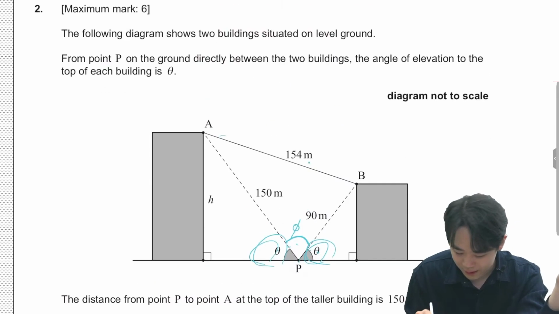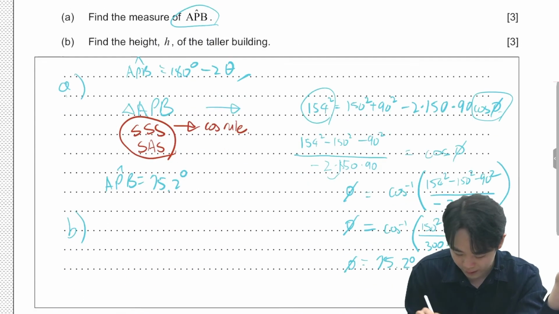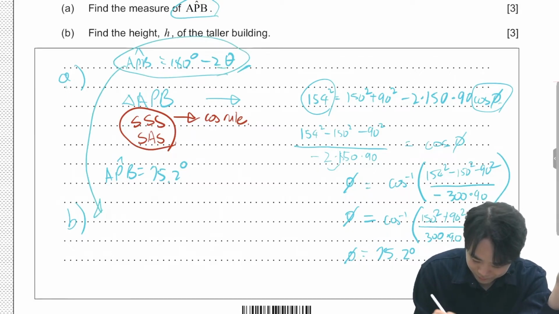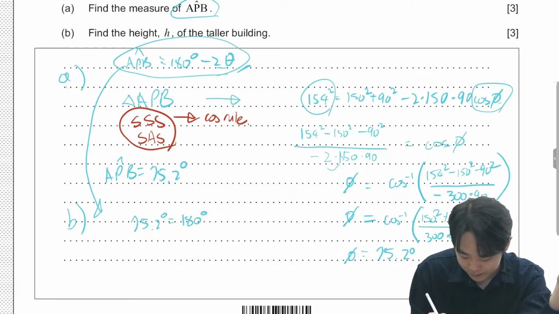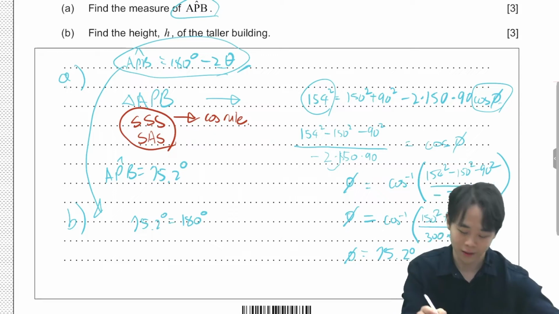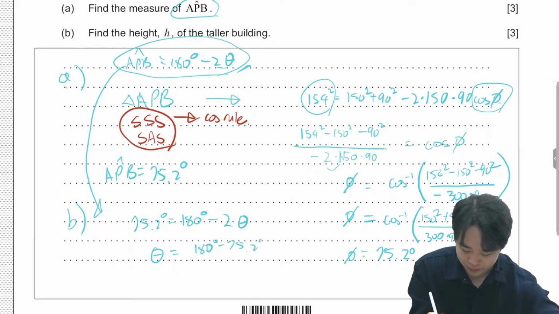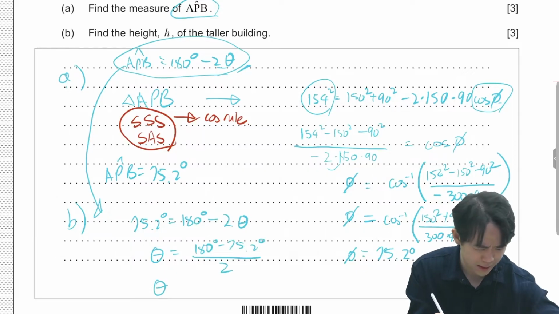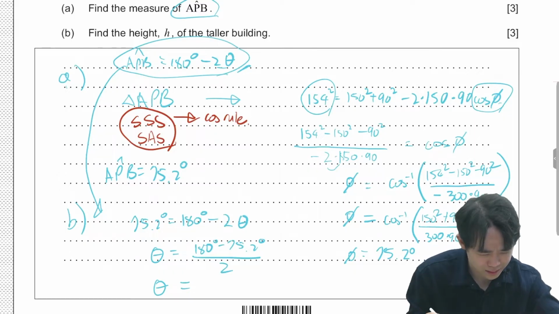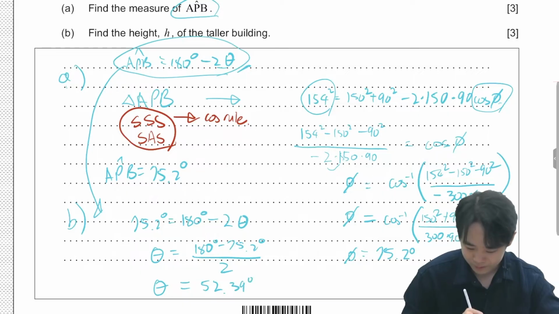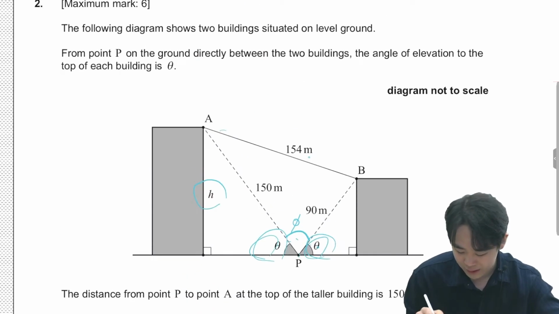Part B. What's the height of the taller building here? Well, if you want to find what theta is, we get to use this one here. 75.2 degrees is given by 180 degrees, the entire angle along the line, but we subtract 2 theta. So theta is going to be 180 minus 75.2 degrees all over 2. So theta is going to be somewhere around 52.39 degrees.